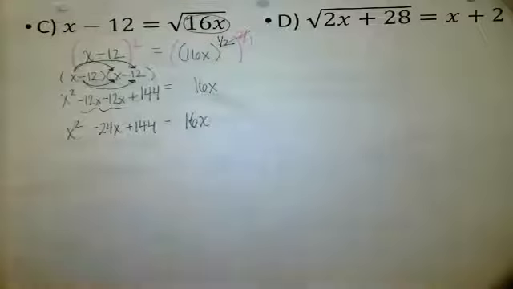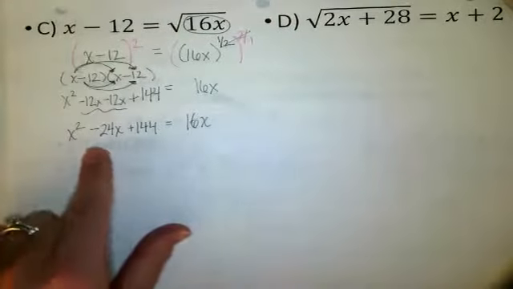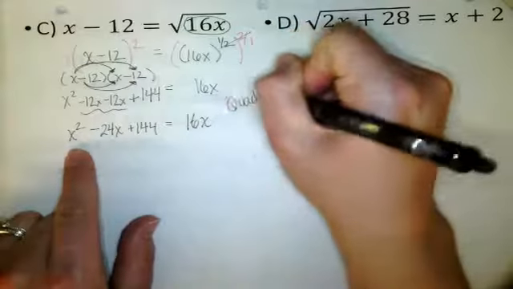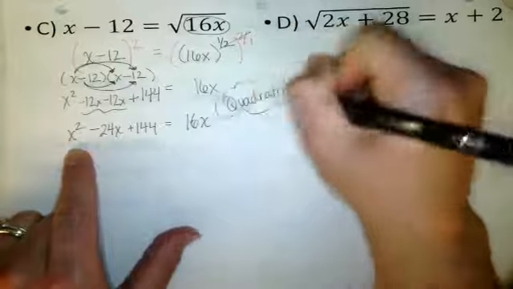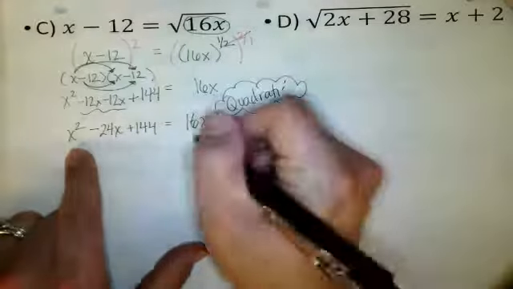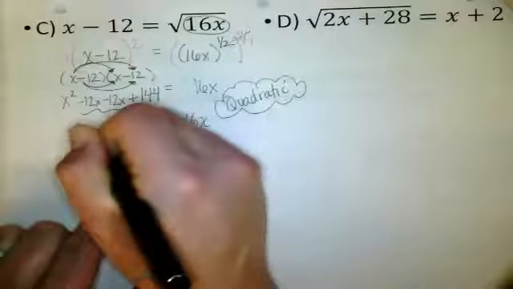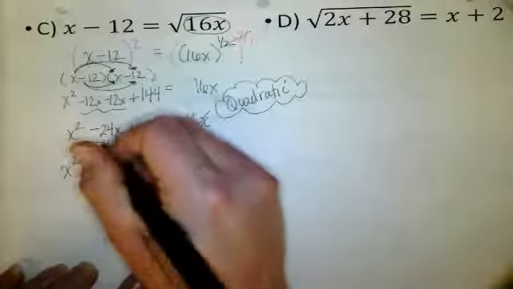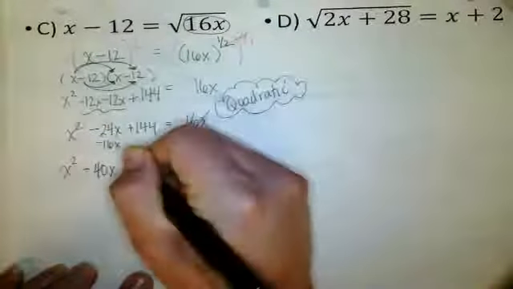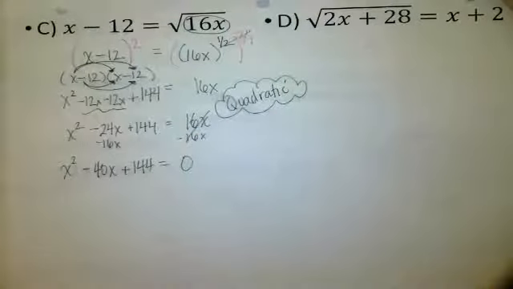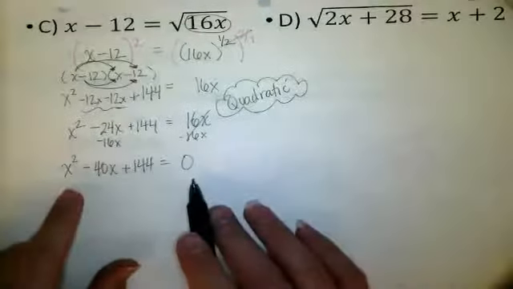All right. So now this equation, is it linear or quadratic? Quadratic. These are quadratic equations. Just like in the warm-up question, we're going to set this equal to 0. So I'm going to subtract 16x's. X squared minus 40x's plus 144 is equal to 0. So it's set equal to 0. Now what do we have to do?